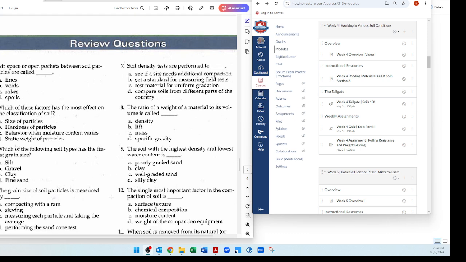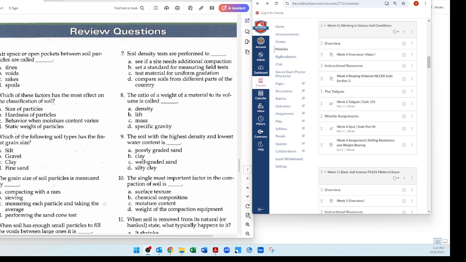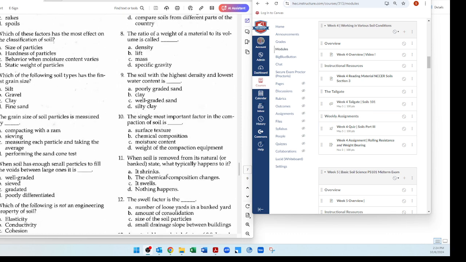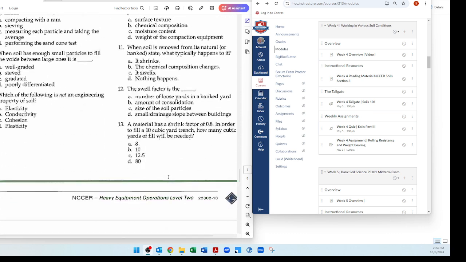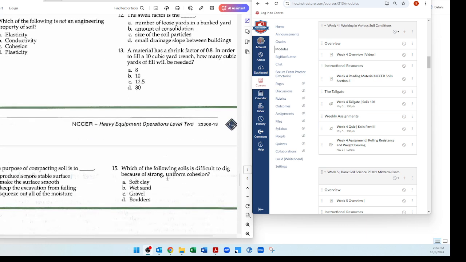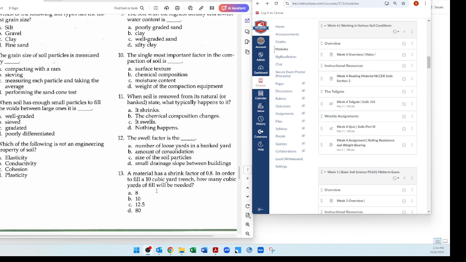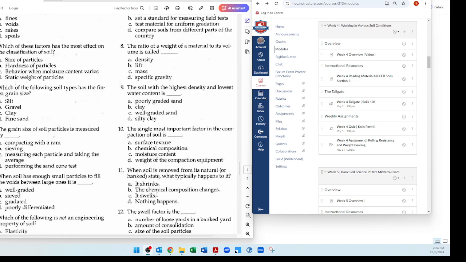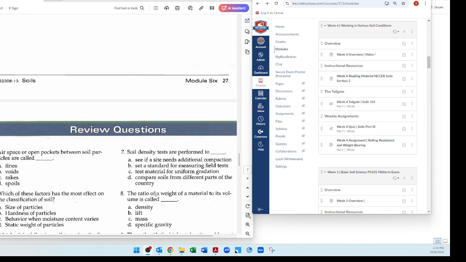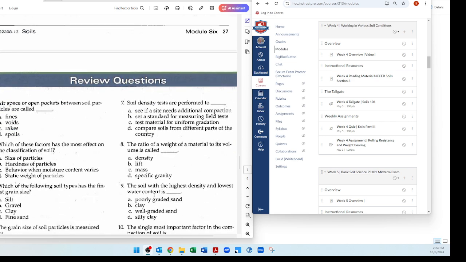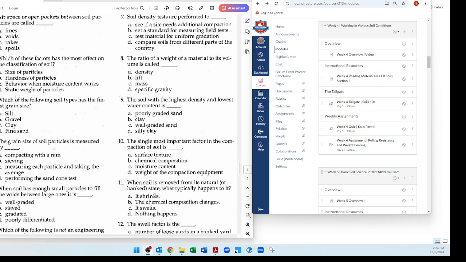The grain size of the soil. I don't know why I'm doing this, but it's a good little review while we're here. The grain size of particle soil. I'll let you try to do this, and it'd be a good study, a good review. This is over everything we've covered thus far from section 1, section 2, and now section 3, which is in week 4.